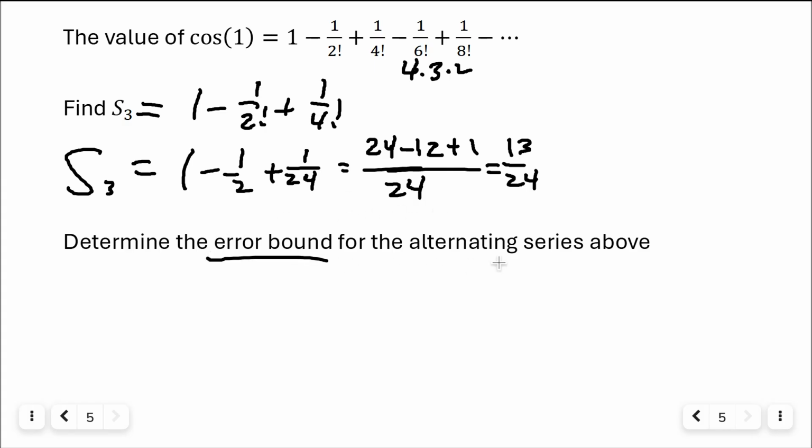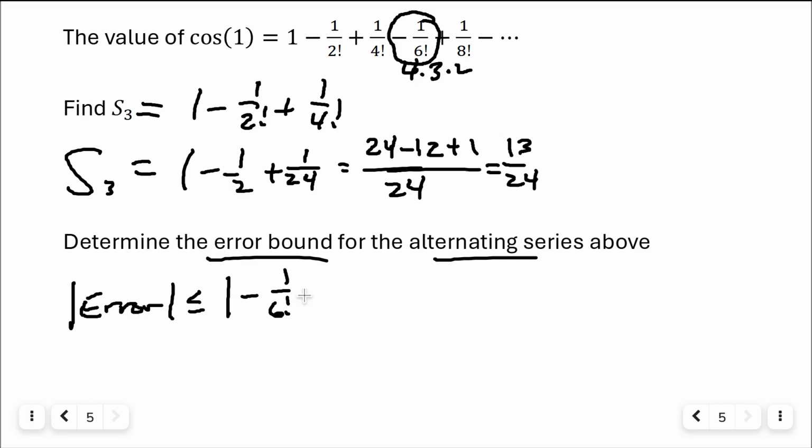Now, to determine the error bound for this alternating series, well, I added the first three terms, which means that the fourth term in absolute value is the largest that the error can be. So the error bound is 1 over 6 factorial, which is, I don't know, whatever number that is. You can multiply 6 times 5 times 4 times 3 times 2 if you want. But that's what the error is. So the actual sum of this series is 13 over 24 plus or minus 1 over 6 factorial.